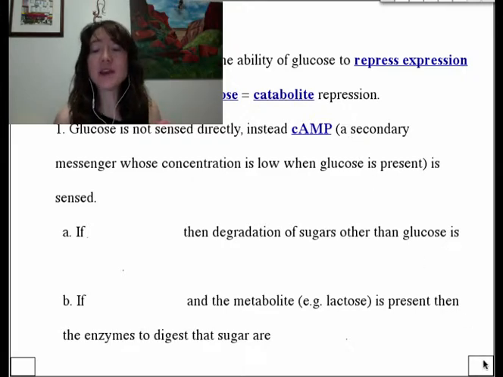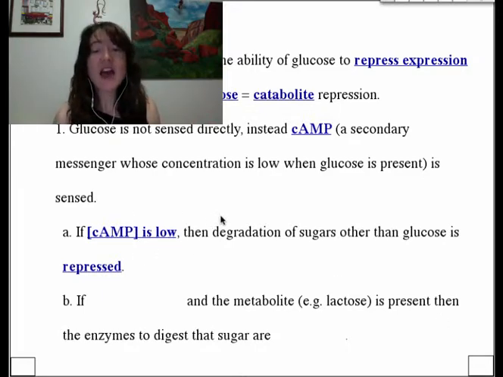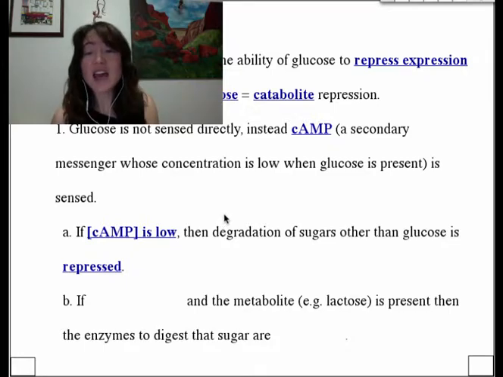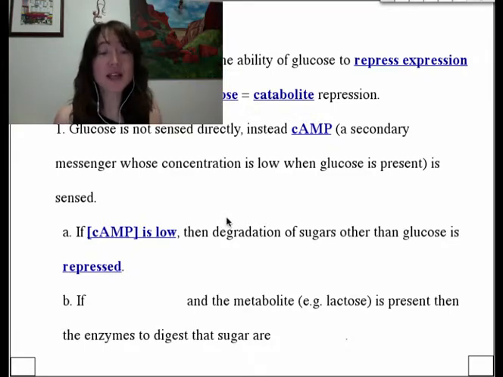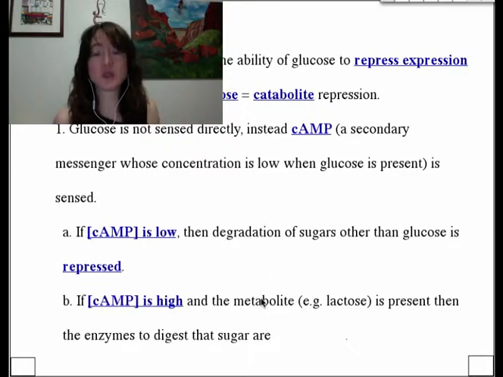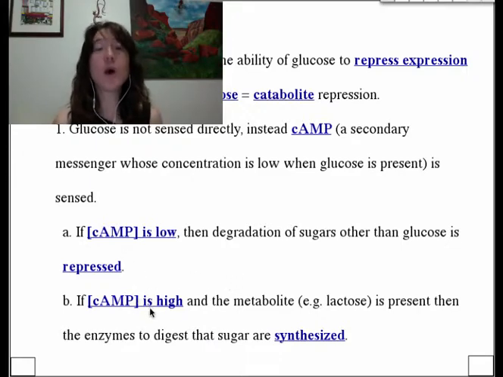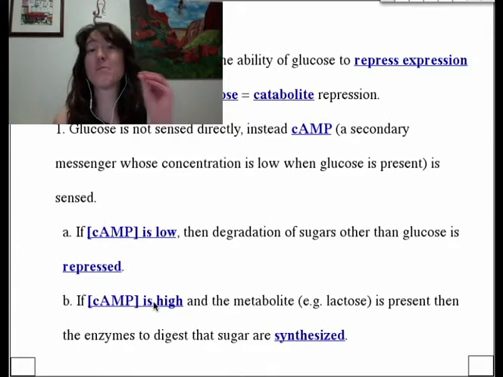And so cyclic AMP serves to be the regulator. So if cyclic AMP is low, then we know glucose is high. And then we know that if glucose is high, the expression of the lac operon is repressed. Likewise, if cyclic AMP is high, then that must mean that glucose is low and that the lac operon is going to get upregulated at the activator binding site. So the enzymes needed to degrade lactose are synthesized when cyclic AMP is high. So now we start to recognize how this control might be exerted at the activator binding site.